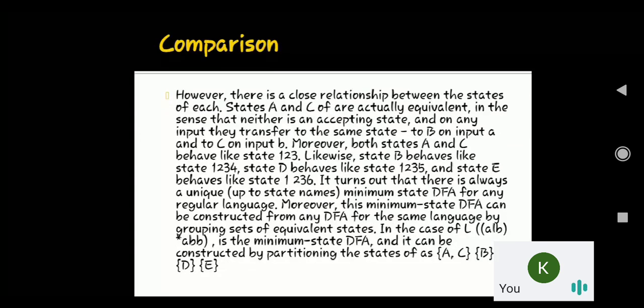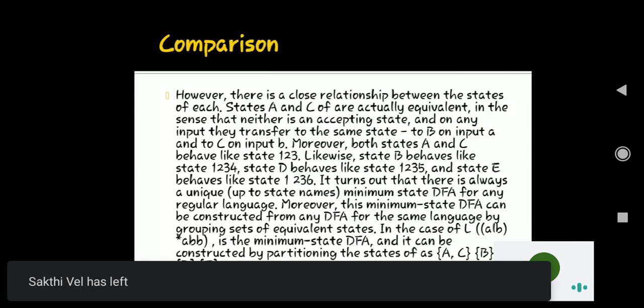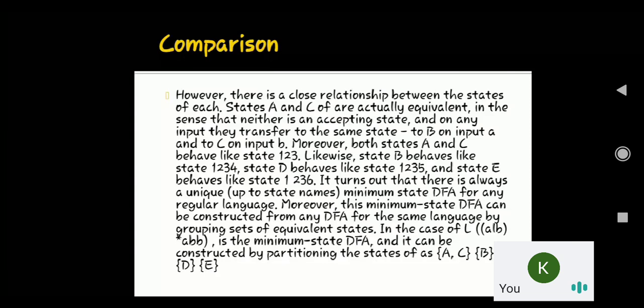So here you have some comparisons between those two diagrams. We are going to take states A and C, which are actually equivalent. On what basis are they equivalent? They are not accepting states, and both of them work in a similar manner. So states A and C are converted into a single state, 1 2 3. That's the single state that we are constructing over here.